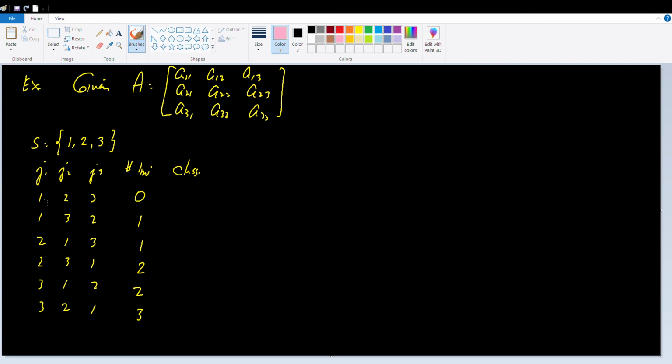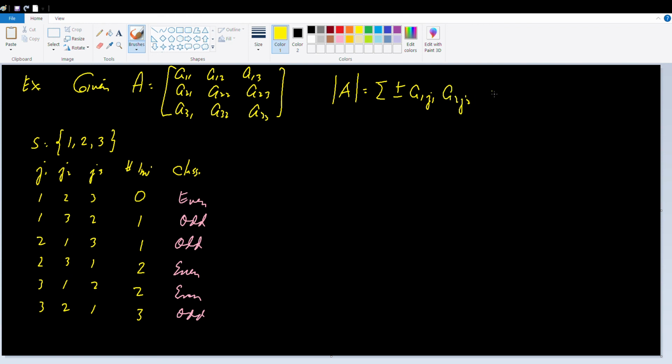For the first inversion 1, 2, 3, it is even and then odd, odd, even, even, and odd. There are 3 odd and there are 3 even permutations. Okay, so let us apply the definition. The determinant of A is equal to the summation of plus minus A1J1 times A2J2 times A3J3.